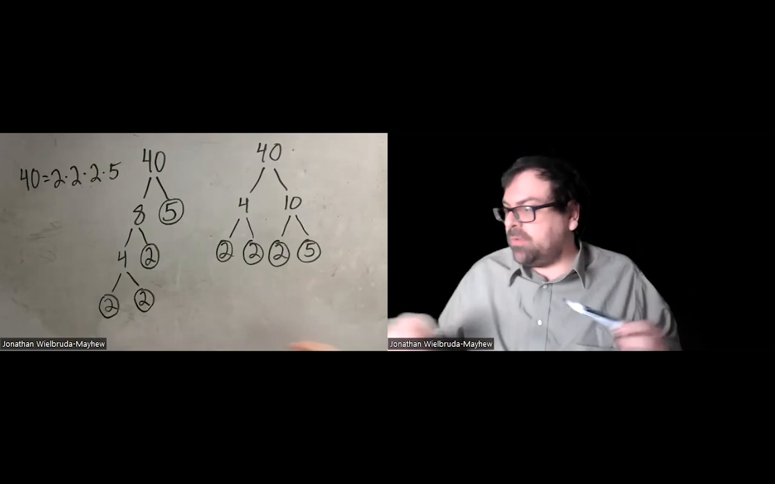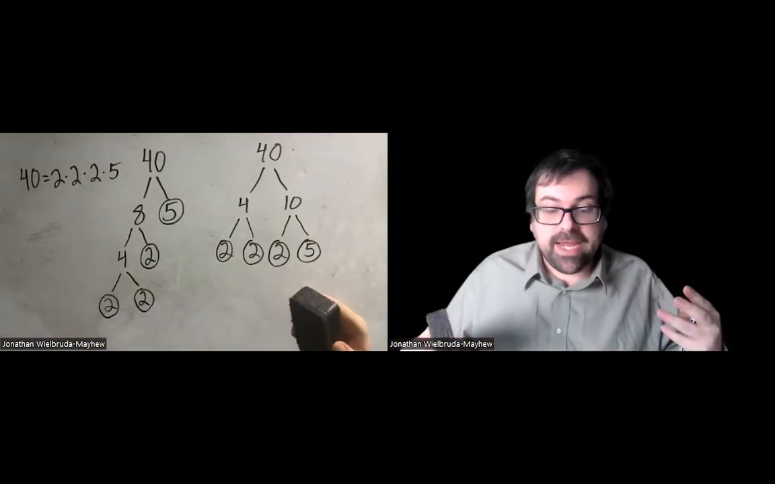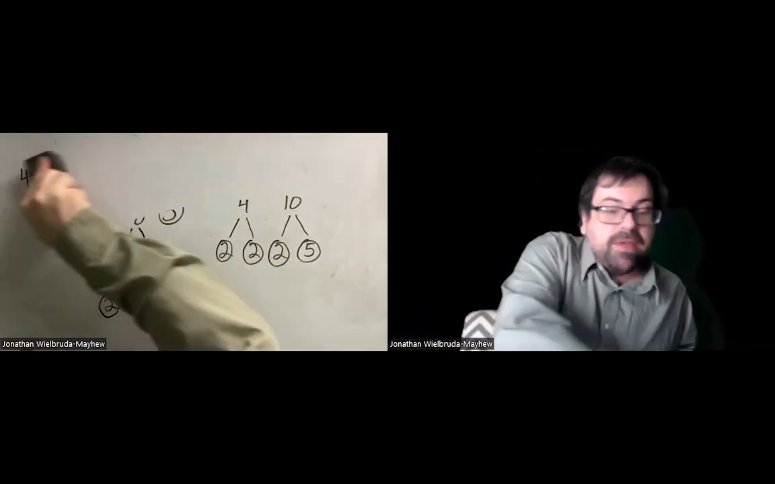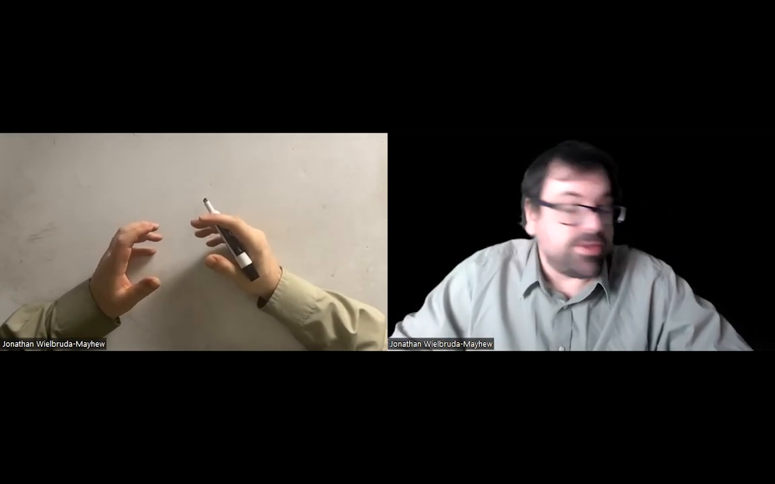So the easiest way to reduce a fraction in terms of not making mistakes is to get the prime factorization of the numerator, the prime factorization of the denominator, and then cancel like factors on the top and the bottom.